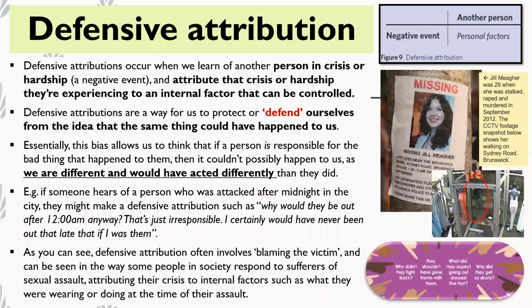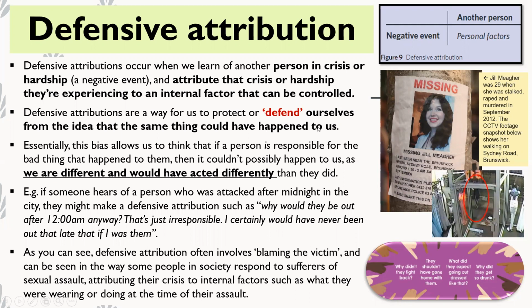Defensive attribution is a little bit different from the rest, because defensive attribution is a way that we protect our own feelings. Defensive attributions occur when we learn of another person who's going through a hardship or difficulty in their life, and we try to attribute that crisis or hardship to them as a person, to an internal factor or reason that they could have controlled to get themselves out of that situation. I'll give you an example really soon, but defensive attributions are basically done because we try to defend or safeguard ourselves from the idea that the same traumatic, scary, difficult hardship could have happened to us as well. So we try to protect ourselves from that scary thought, because look, we live in a scary world. All these kinds of scary things happen.